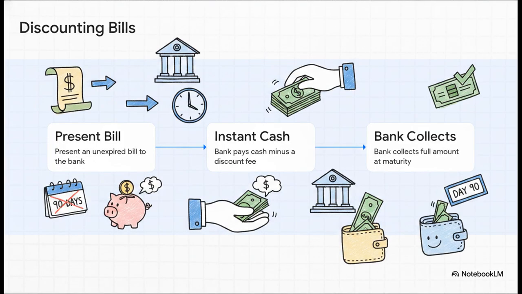Okay, this next one is a genuinely clever little mechanic called discounting of bills of exchange. It works in 3 easy steps. Step 1. A creditor is holding a bill of exchange maturing in, say, 90 days, but they need their cash right now. Step 2. They present it to the bank, and the bank drops the cash into their current account instantly, minus a small interest cut, which is the discounting fee. Step 3, when that 90-day period finally ends, the bank just collects the full payment from the original debtor's banker.